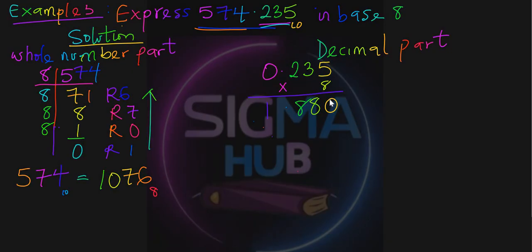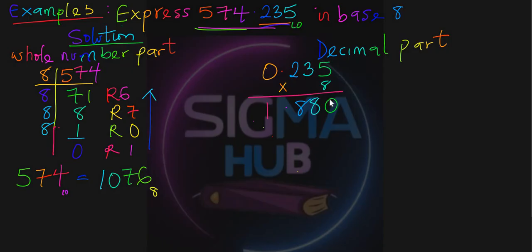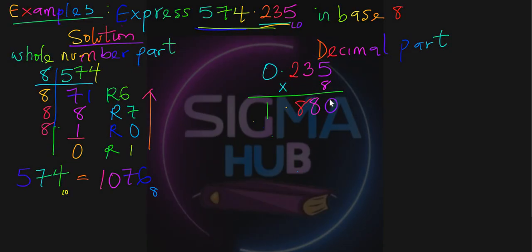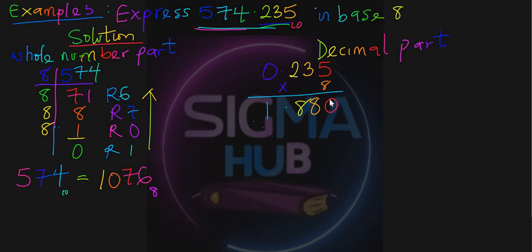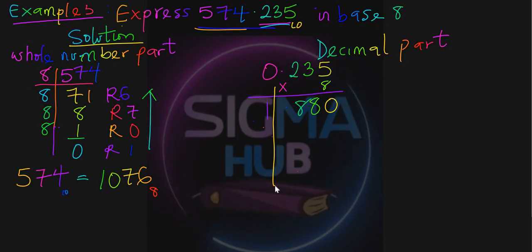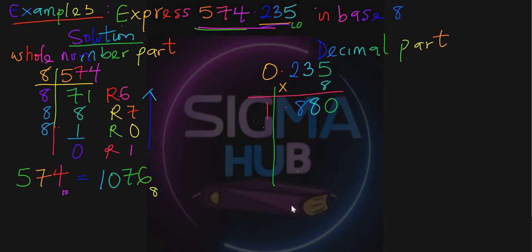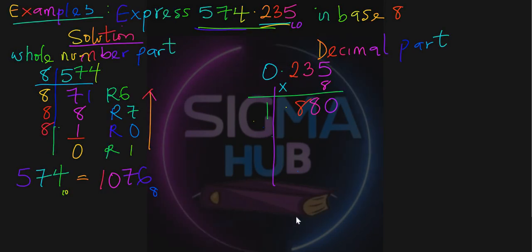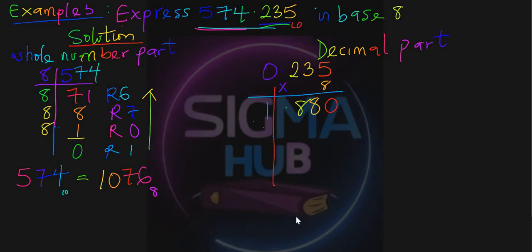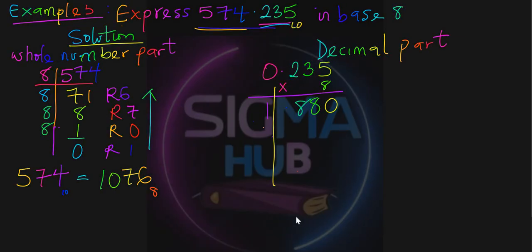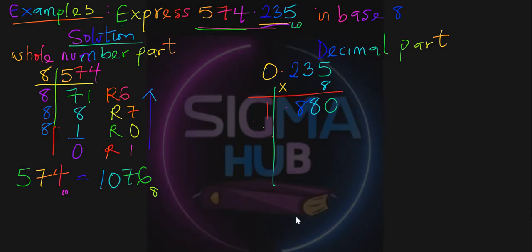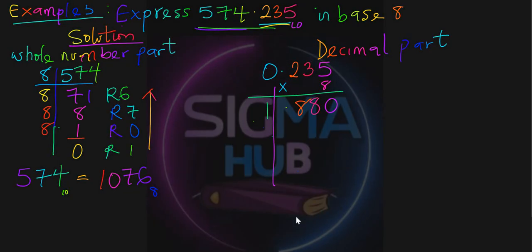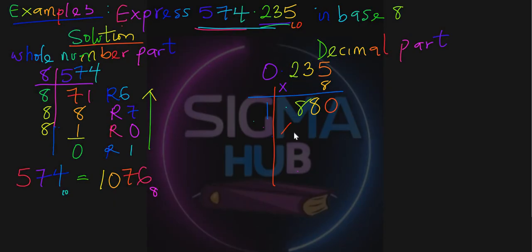Then again, we multiply the decimal part alone by 8. So we are not concerned with this one. We are only concerned with the 0.880. So we also multiply the 0.880 by 8. We keep multiplying by 8. At least 3 times is enough. So multiply by 8 again.